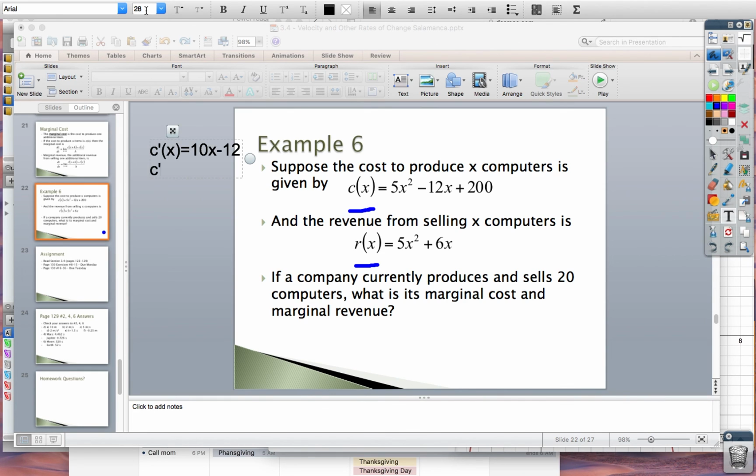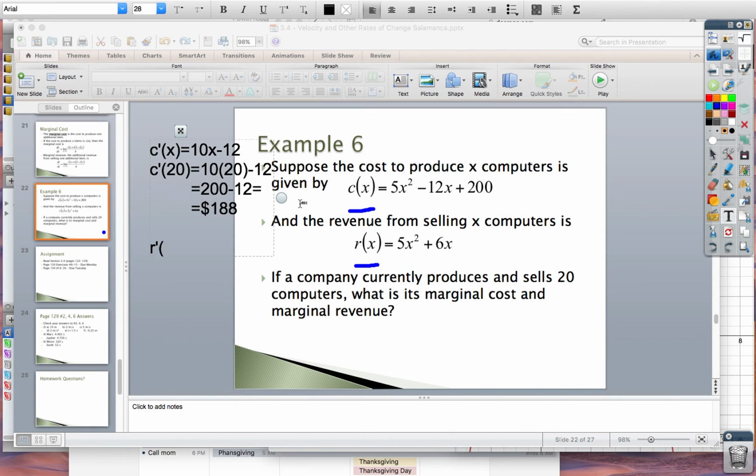Now if we wanted to find the marginal cost, and we're currently selling 20 computers, so we want to know the marginal cost to produce just one more. I know intuitively you might want to put in C prime of 1 because I said one additional computer, but we're currently producing 20. So if we want to find the marginal cost of producing one more when we're already producing 20, you substitute the 20 in there. So that's 10 times 20 minus 12. That's 200 minus 12, which is 188. So the marginal cost to produce one more computer is $188.